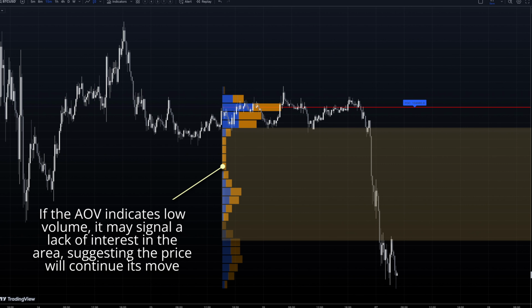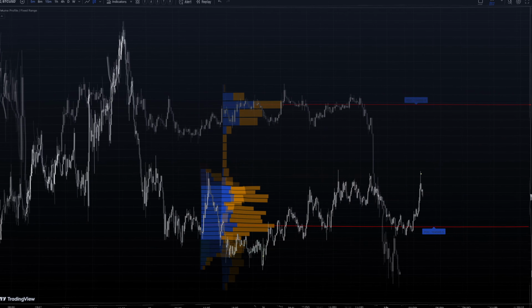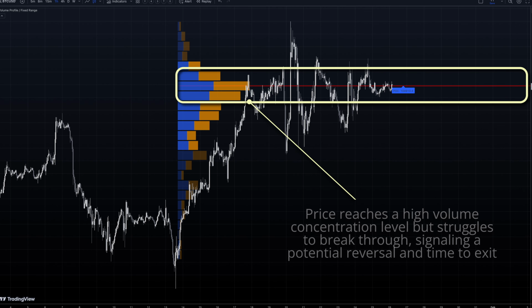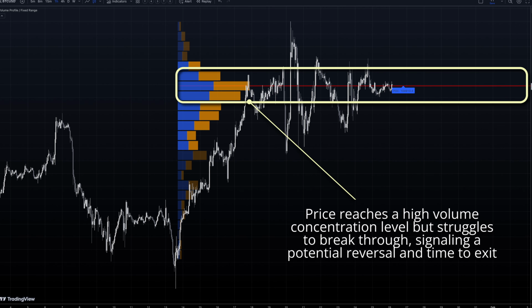If the price approaches the upper or lower bounds of the value area, this could indicate strong support or resistance, respectively. For exits, a price reversal near the POC or value area could serve as a signal to close the position, especially if volume starts to decrease, suggesting that the price may struggle to continue in the current direction. Additionally, if the price reaches a level of high volume concentration and fails to break through, it may indicate a potential reversal, signaling the time to exit the trade.